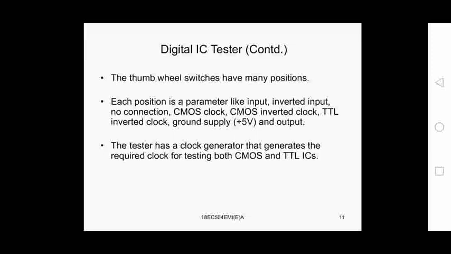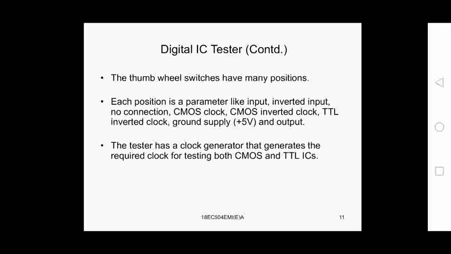So the thumb wheel switches have many positions. Each position is like a parameter. As I have said, thumb wheel switches have different positions, so the positions are like the pins of ICs. Parameters like you can have input, or you can have inverted input, that is the negation of your input.